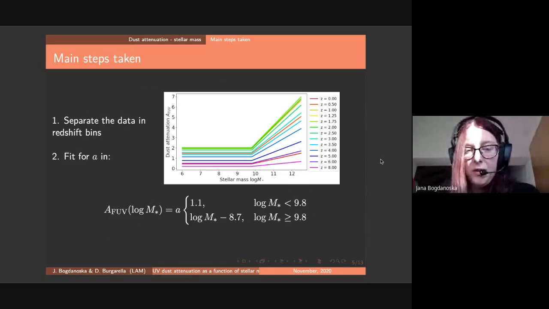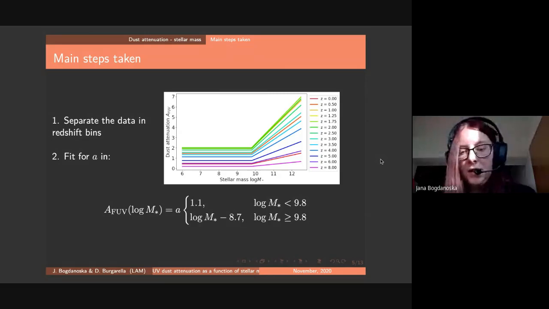And the second was to fit with the function that I've shown here. There are two coefficients in this function. One is where the break happens, where this function becomes flat, which is the 9.8 value. And another is where this line part that is not flat becomes 0. This is the 8.7.